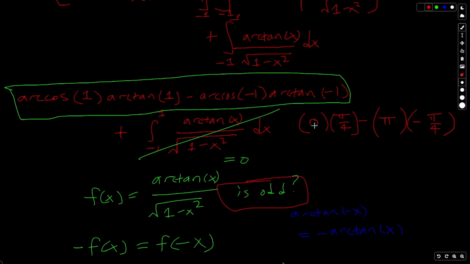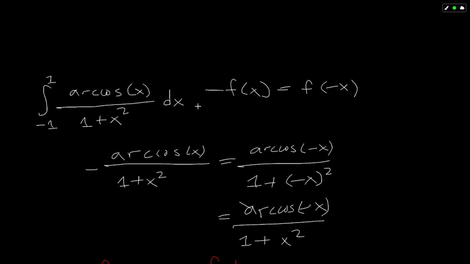All right, evaluating this, I get 0 times pi over 4. That's going to be 0. Minus pi times negative pi over 4 is going to be negative pi squared over 4. 0 minus a negative is going to be 0 plus that. So 0 plus pi squared over 4 is going to give us pi squared over 4 as our final answer. So this integral is equal to pi squared over 4.